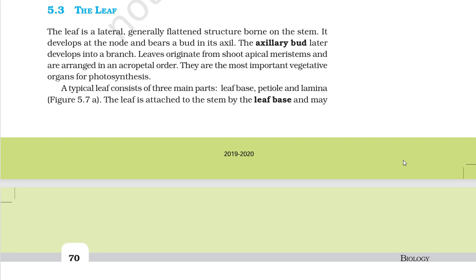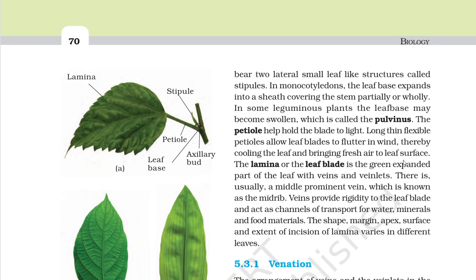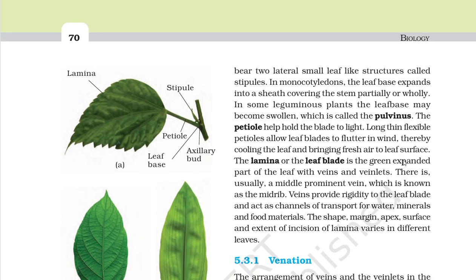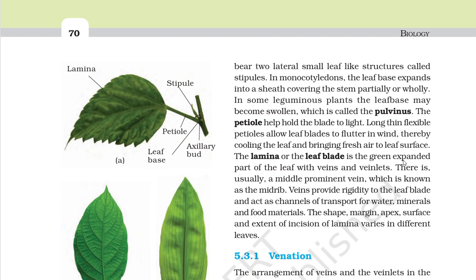A typical leaf consists of three main parts: leaf base, petiole, and lamina. The leaf is attached to the stem by the leaf base and may bear two lateral small leaf-like structures called stipules. In monocotyledons, the leaf base expands into a sheath covering the stem partially or wholly. In some leguminous plants, the leaf base may become swollen, which is called the pulvinus. The petiole helps hold the blade to light.